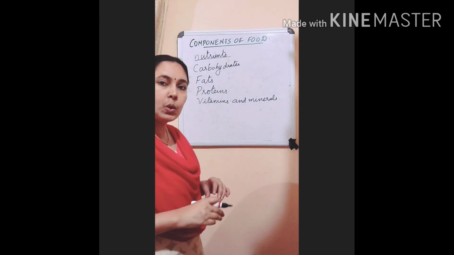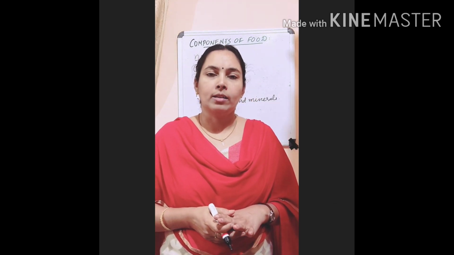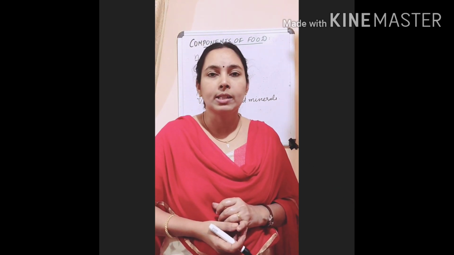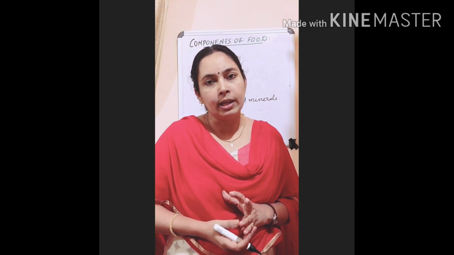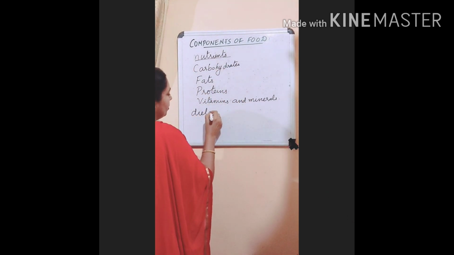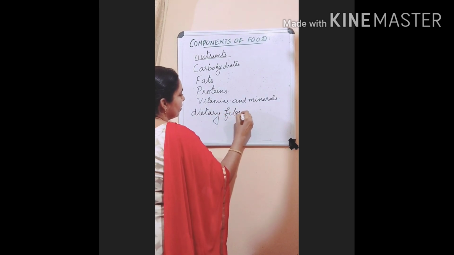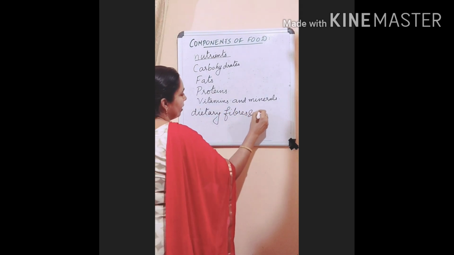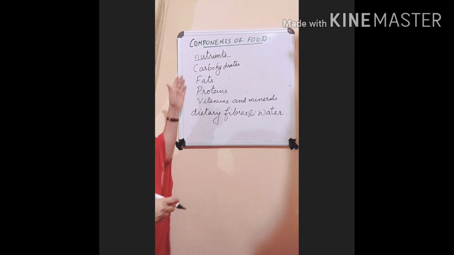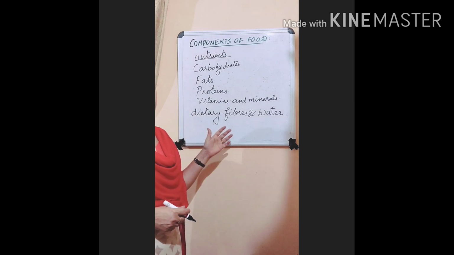And we also need some dietary fibers and water. So in addition to these components, we need some fibers in our food, and also we need water. Okay, so these are the components that are essential for our body.